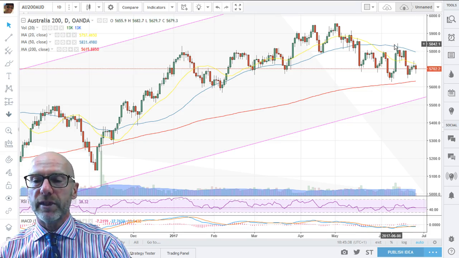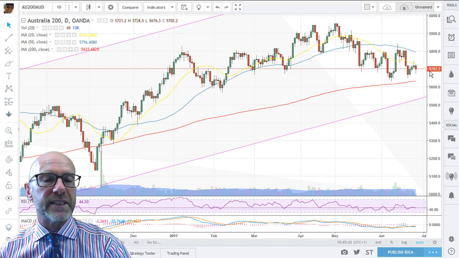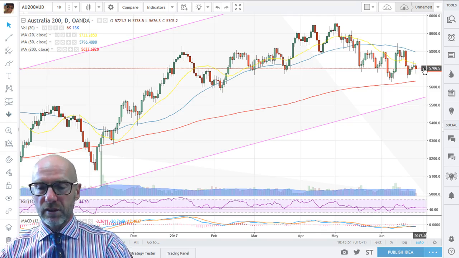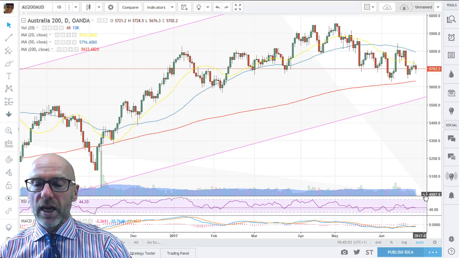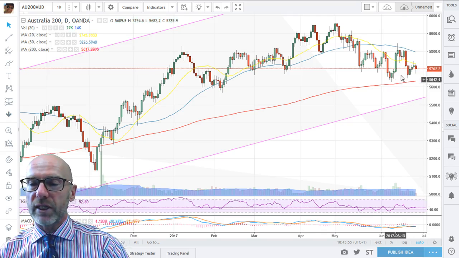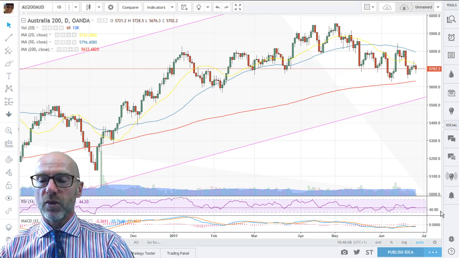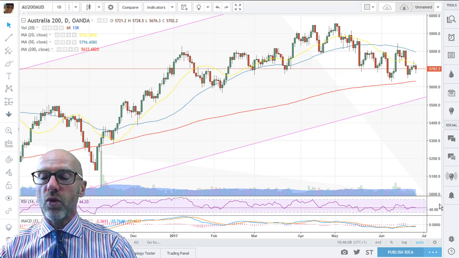You can see these moving averages are now tracking down, and the 20-day at 5733.3 will give resistance to the upside and is a downside influence on this market. The RSI, you could say we've had a non-confirmation recently, but I'm going to ignore that. It's below 44.2 at the moment.